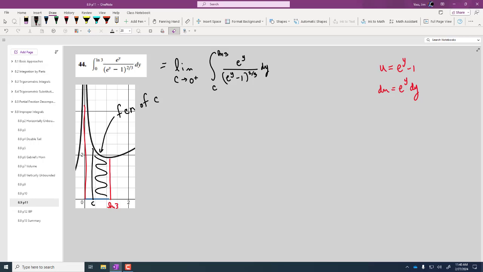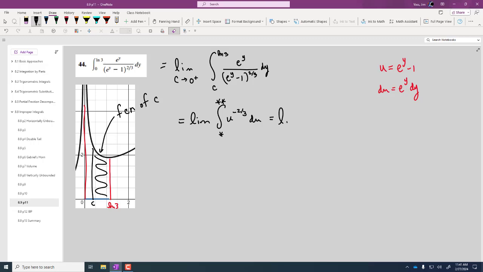So that's going to allow us to write the limit. Isn't this just going to end up being u to the minus 2/3? The e to the y dy is the du. In the denominator, we have u to the 2/3, so we're going to bump it up and change the sign. Limits of integration, if we want to switch, kind of a pain. Let's just go with placeholders for this one.